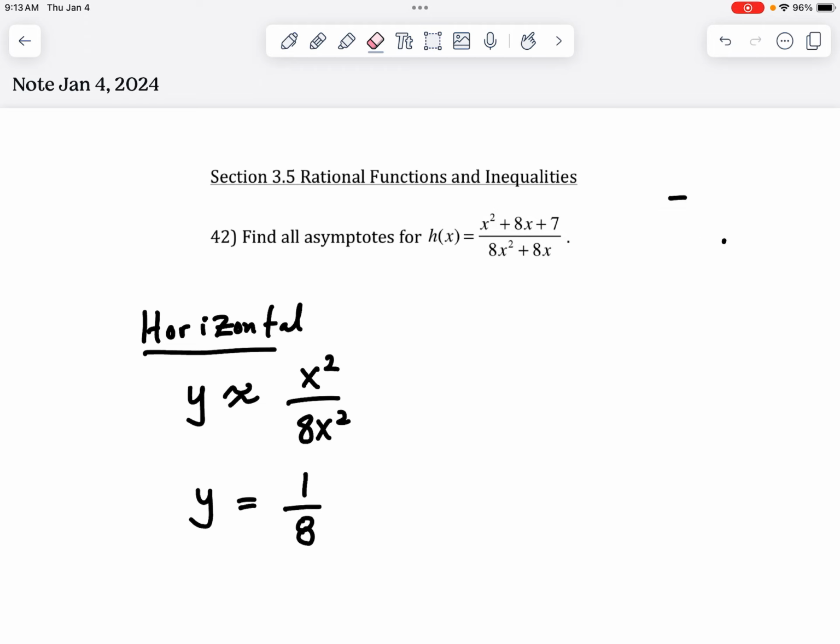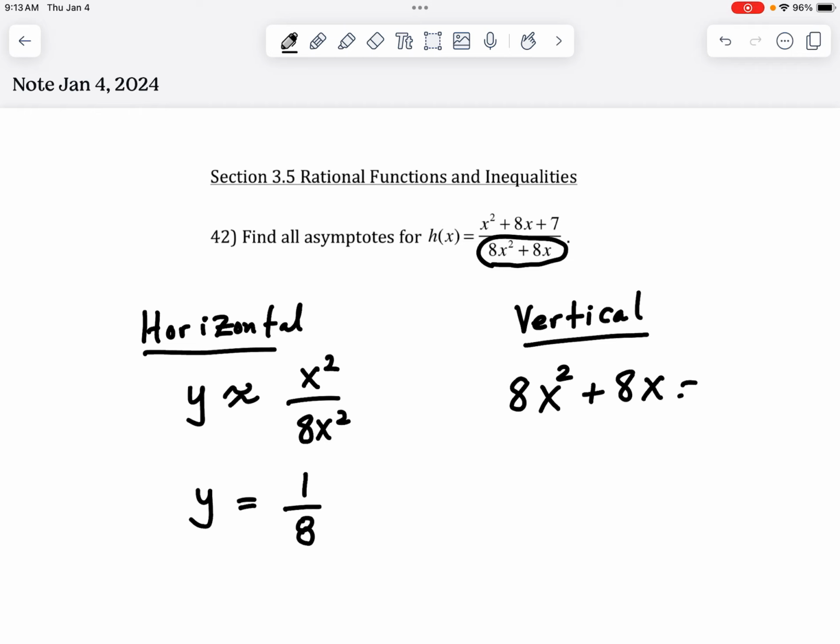So for the vertical asymptote, all you do is you take the denominator and set it equal to 0. So we're trying to find out where this thing is undefined. So just set the 8x squared plus 8x equal to 0. And then I could factor that. So I could factor out 8x. It's going to leave 8x times x plus 1.